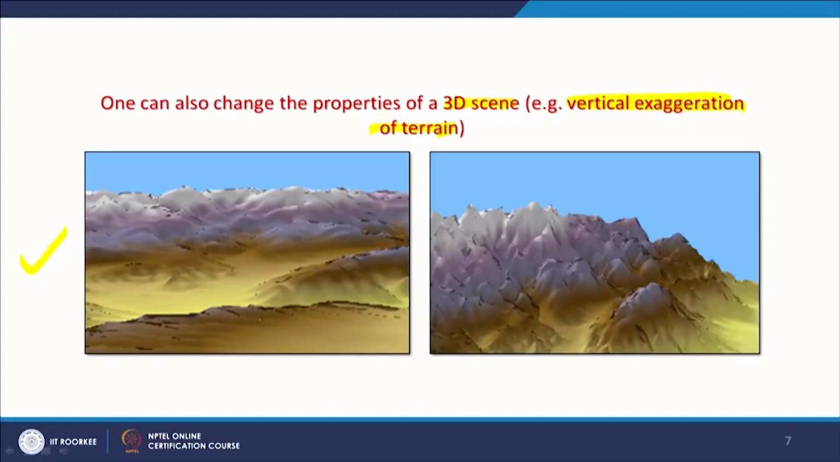One has to be very careful while increasing this vertical exaggeration, because it is not giving the real picture, it is exaggerating things, as the name also says, exaggerating. In Google Earth also you can exaggerate, that means you can introduce vertical exaggeration and see.